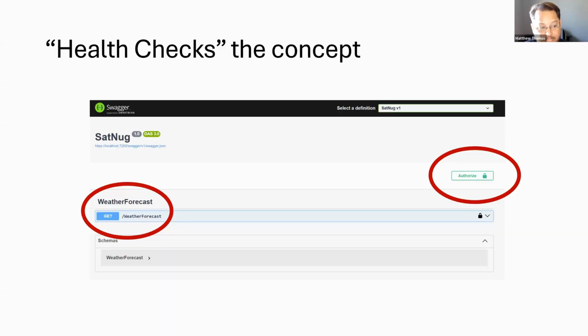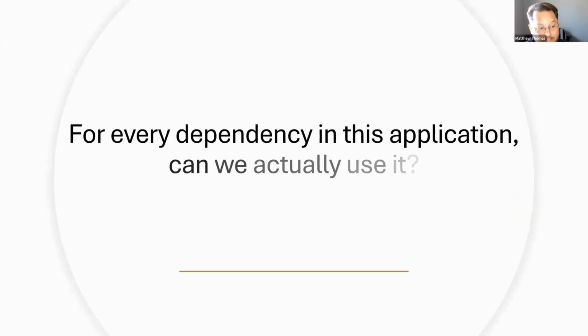The other dependency that we're taking on is less obvious, but it's equally important, and that's our authentication service. If we are requiring users of our service to authenticate, and we can't verify their presented credentials, that's a problem. And so health checks, the concept, attempts to answer the question, for every dependency in this application, can we actually use it?